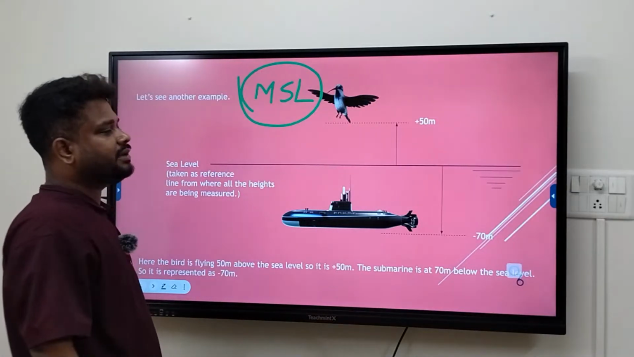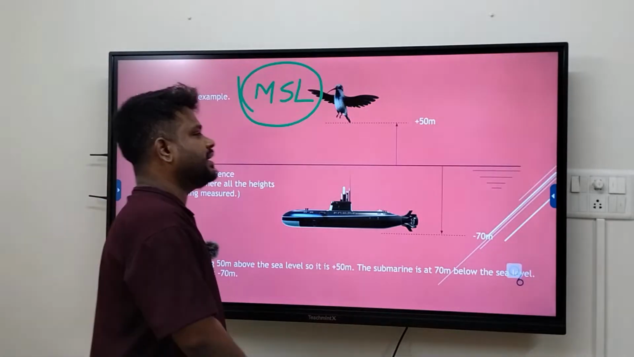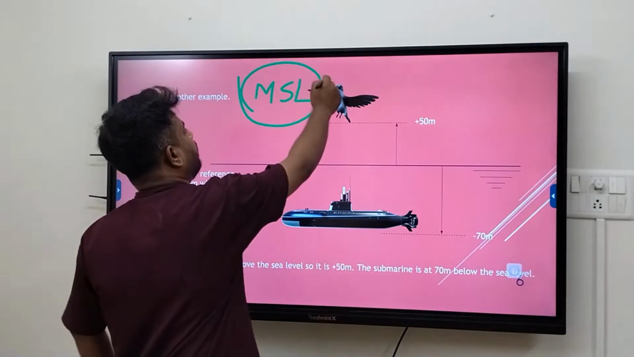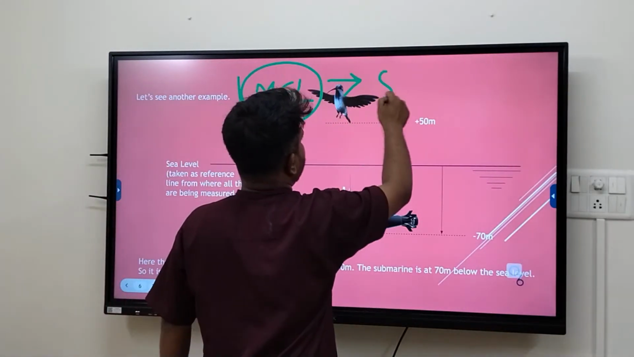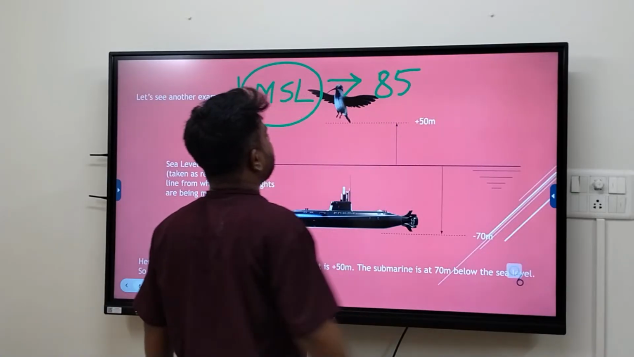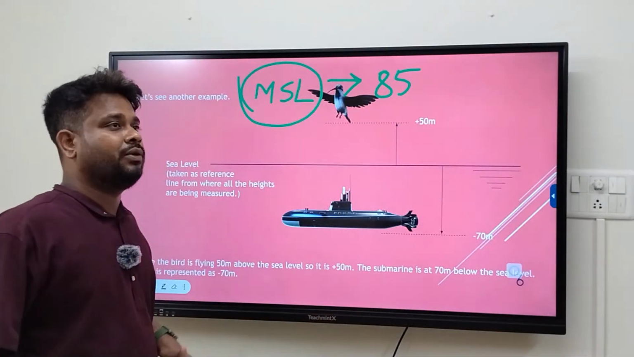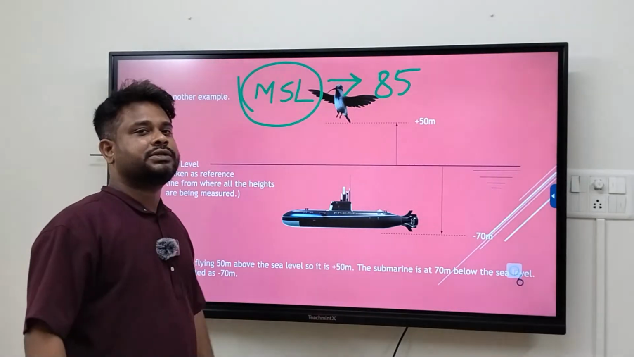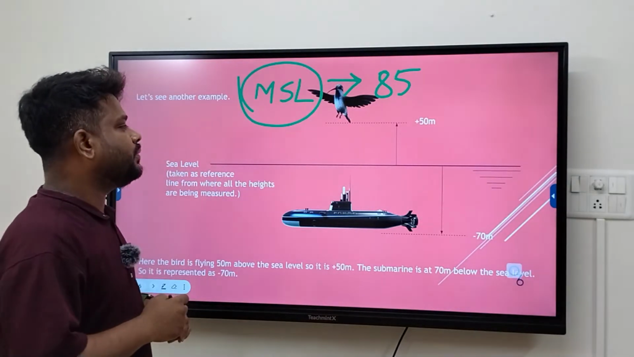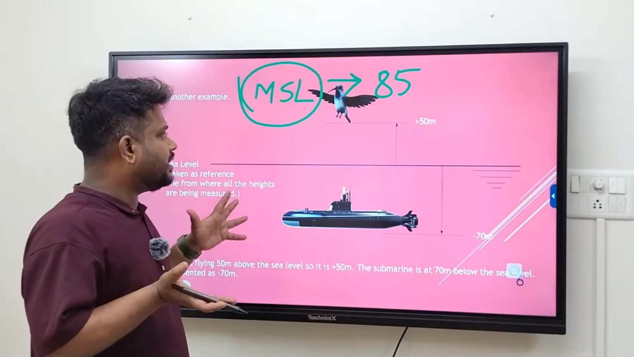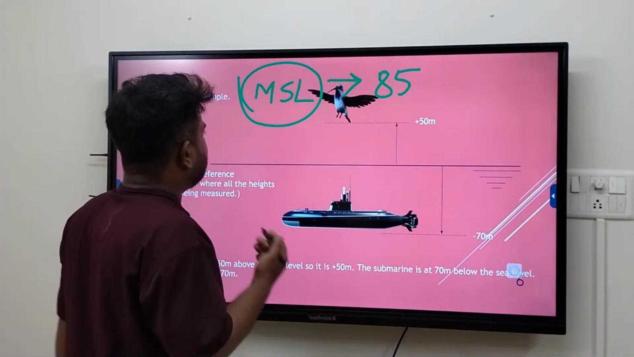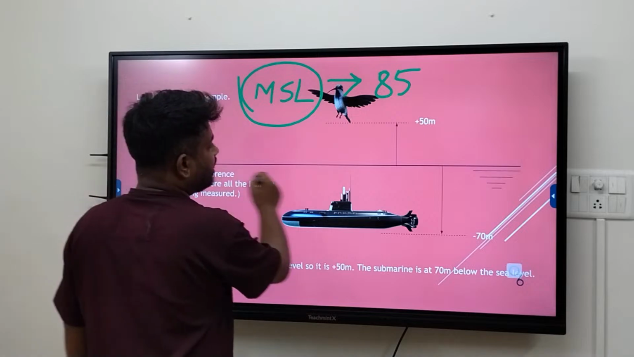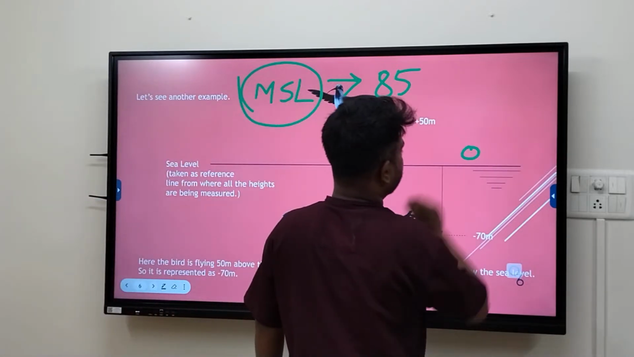This means MSL, mean sea level, followed by a number like 85. That means that station is located or situated 85 meters above sea level. So you can generally tell that sea level is generally at 0.